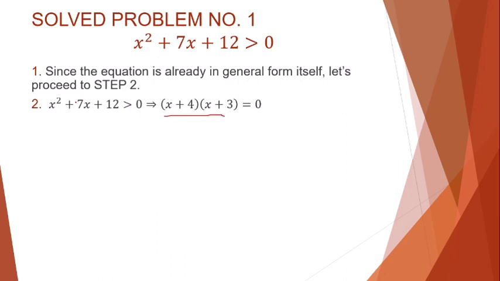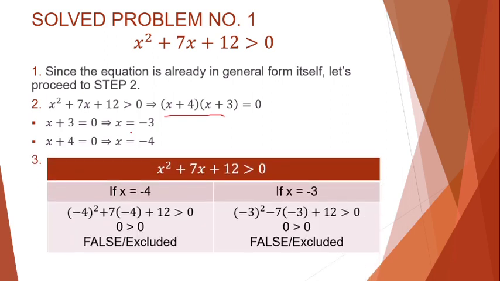So x times x is x squared, 4 times 3 is 12, 4x plus 3x is 7x. So tama lang. Now, you're going to equate that to 0. So, ngayon, sinimplify nyo, tinranspose nyo. So, we have 2 values of x. So, we have negative 3 and negative 4. So, this is it.